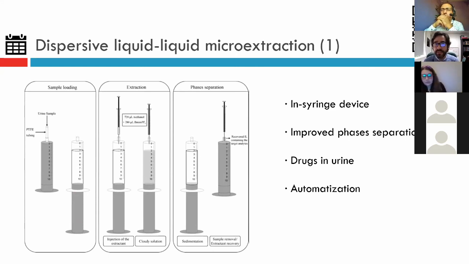So we are assuming that we are reaching the partitioning equilibrium with this type of device in just 1 minute, because we are increasing the superficial area of the ionic liquid, creating a lot of tiny drops. So we are increasing the surface, and therefore we are obtaining the rapid transference of the compounds from the bulk sample to this ionic liquid in just a couple of minutes. So a very fast process.